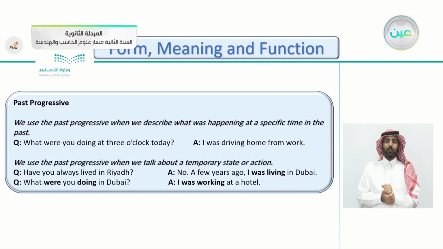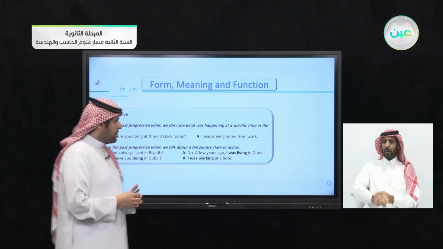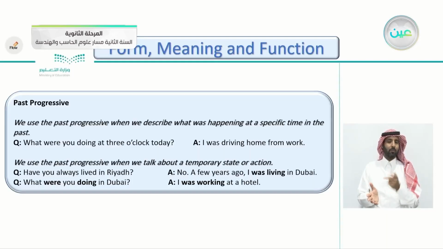Here are some examples. What were you doing at 3 o'clock today? I was driving. Always the progressive ing. Ing always comes with the progressive. I was driving home from work. So you are describing what you were doing in the past, what was in progress at a specific time in the past. We use the past progressive when we talk about a temporary state or an action.